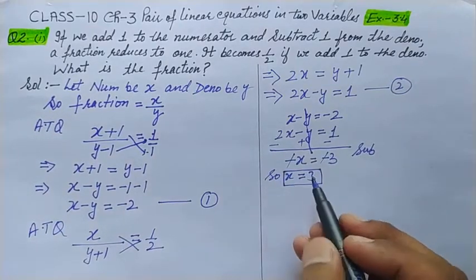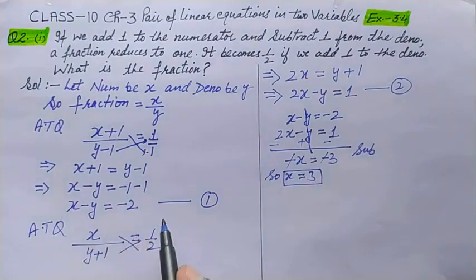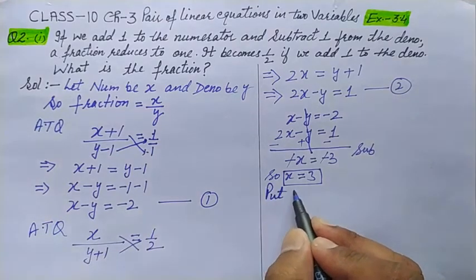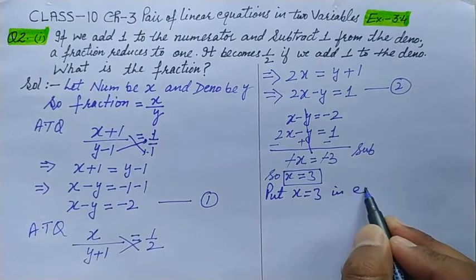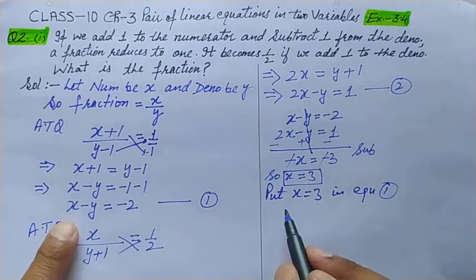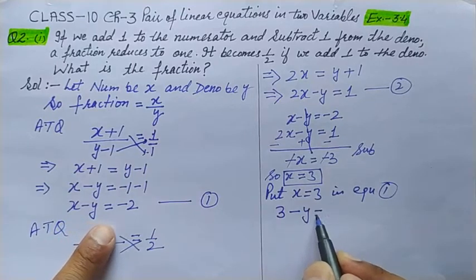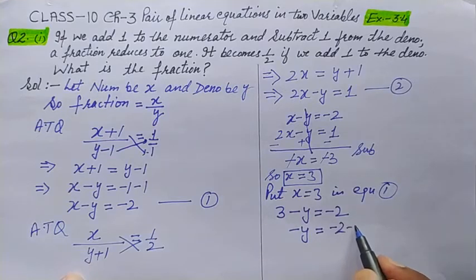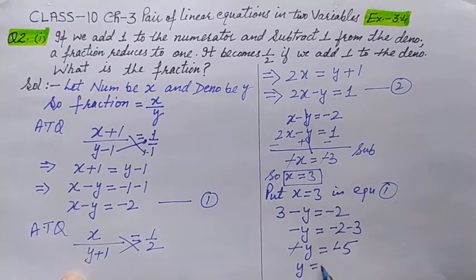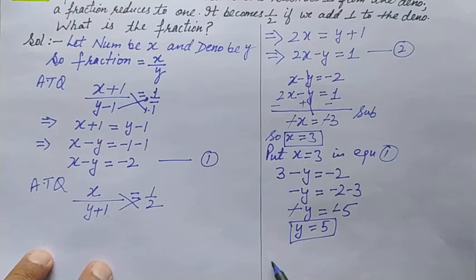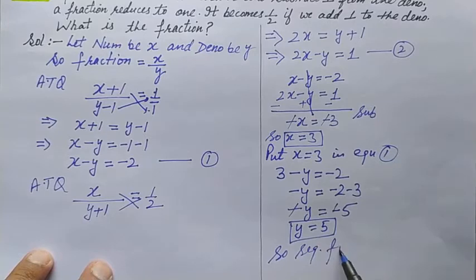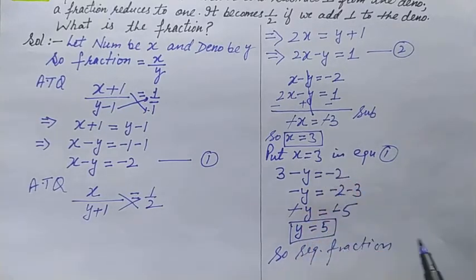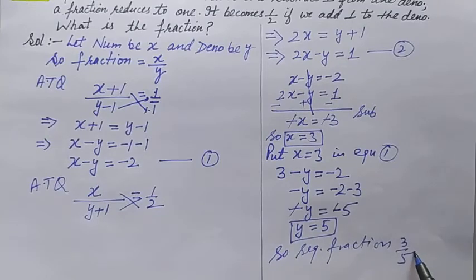So we will put x is equal to 3 in any of the equations. Let's put it in equation number 1. So put here x is equal to 3. It becomes 3 minus y is equal to minus 2, and minus y is equal to, take this 3 to the right hand side, it becomes minus 3. So minus y is equal to minus 5, minus minus cancelled. So y is equal to 5. Now x is equal to 3 and y is equal to 5. So the required fraction is x over y, it means 3 over 5. This way we can solve this question.